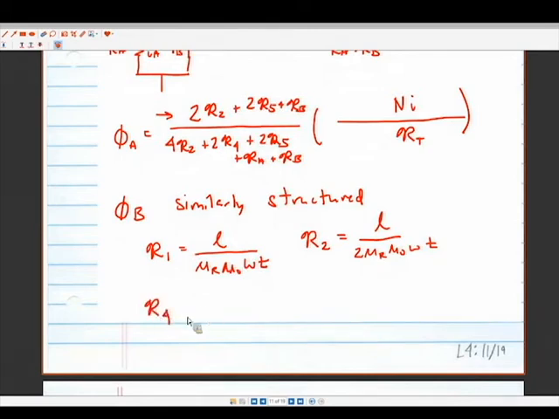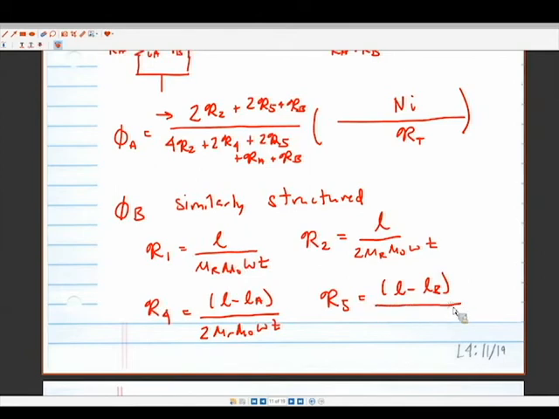R4 is going to be L minus LA over 2 mu R mu naught WT, and then R5 is L minus LB over 2 mu R mu naught WT. We'll get in. Sorry? So this is not the gap. This is the length of the ferrous structure here. So the half is represented by the 2 in the denominator.